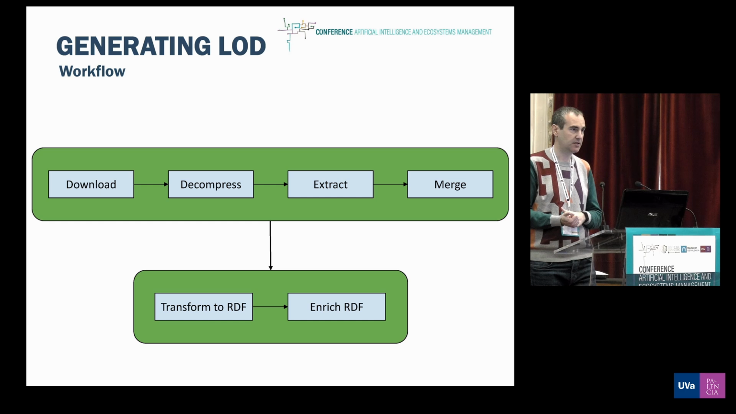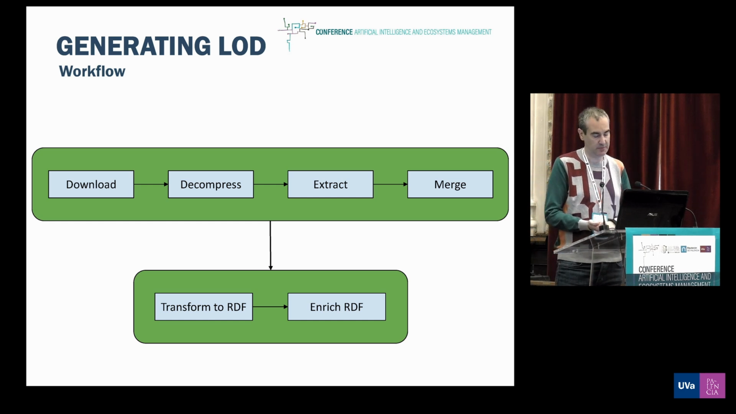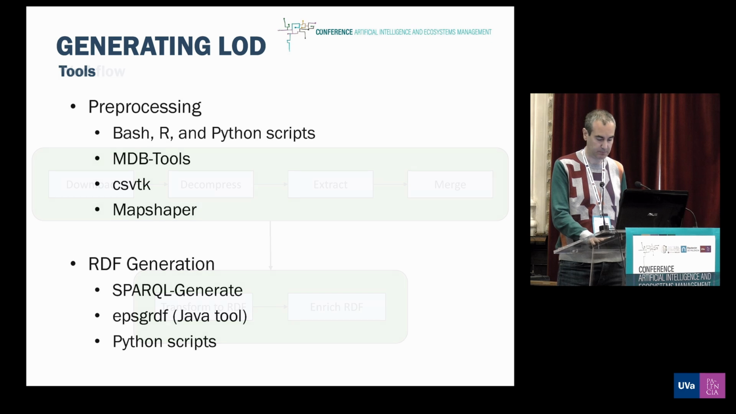And to create the data itself, we used a similar workflow for each data set, because all the data we use is published by the two countries. First, download and decompress the data, then extract it in an intermediate format, normally either CSV or GeoJSON. Then we need to merge the data, because if you remember we have a lot of files for each data set. Then we transform this merged data into RDF, and finally we enrich this RDF with additional information, such as the coordinates that the GPS uses.